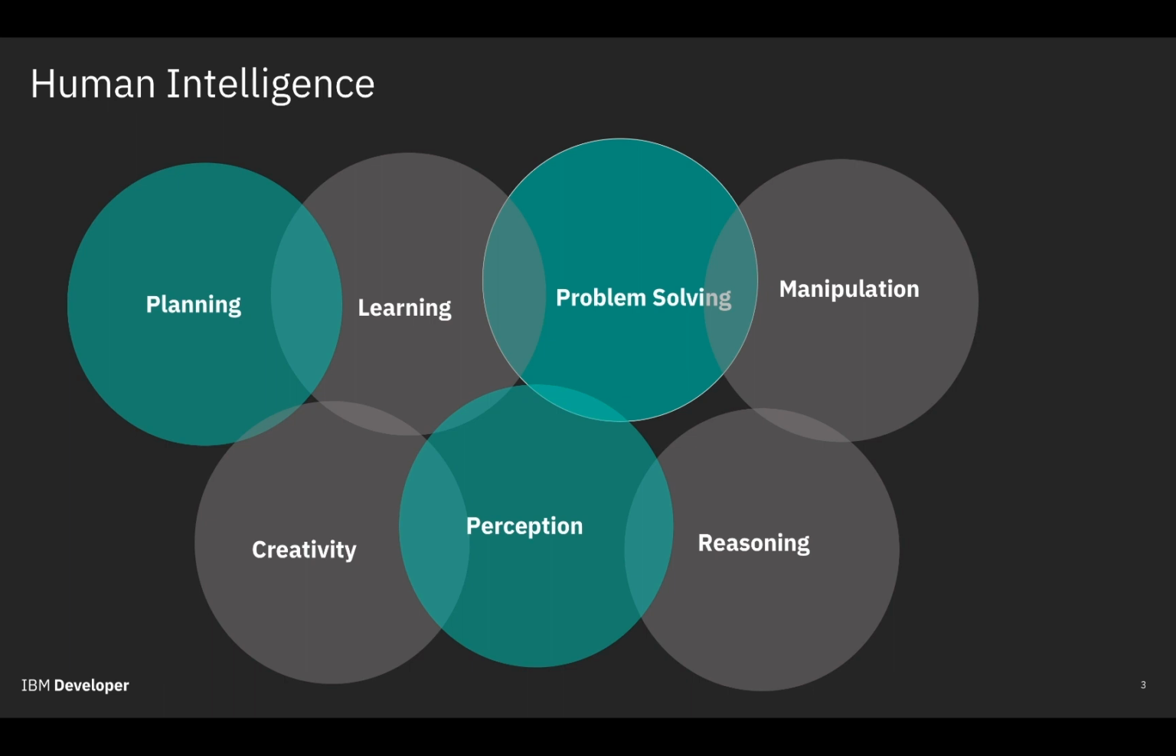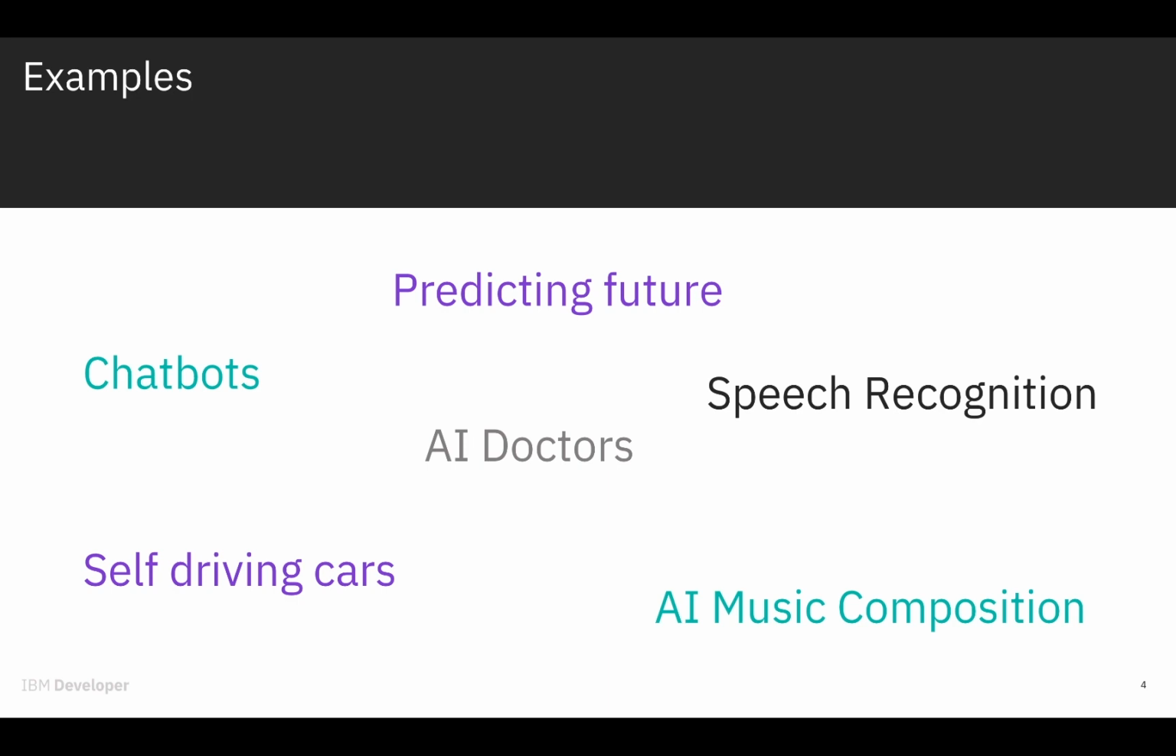AI systems will typically demonstrate at least some of the following behaviors associated with human intelligence: planning, learning, reasoning, problem solving, knowledge representation, perception, motion and manipulation, and to a lesser extent, social intelligence and creativity. If we can imitate human intelligence, what can we do with it? Here are some examples of AI systems existing today or that may exist in the future.